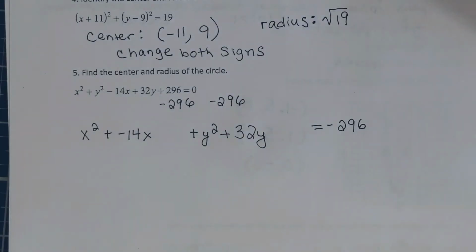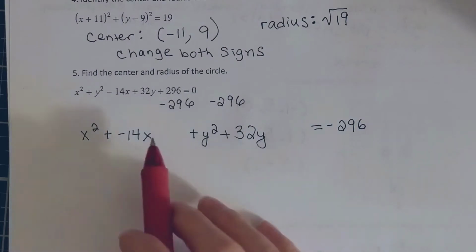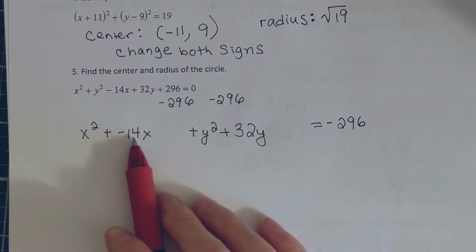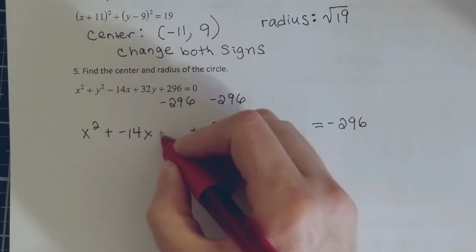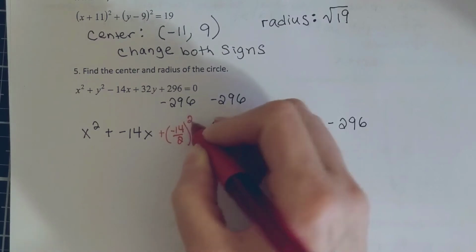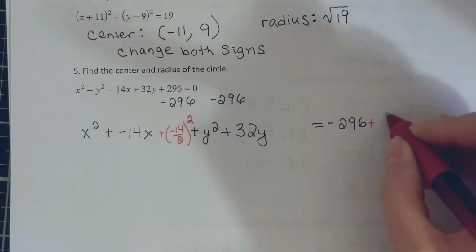Okay, so to complete the square here, we're going to take this number, divide it by 2, and square it. So I have negative 14 divided by 2, square it, add it to both sides.